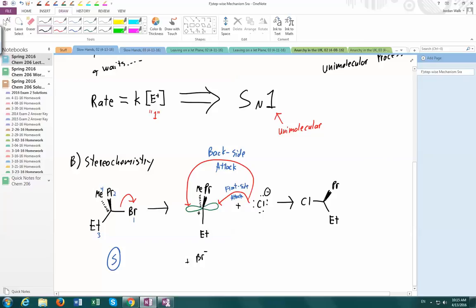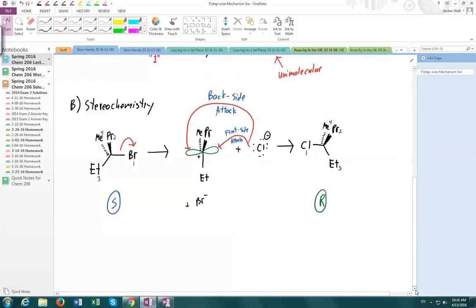Propyl is up, and methyl is back. And so if we prioritize, we have 1, 2, 4, 3. And so that's in our stereocenter. And so here's an example of how we can still obtain that inversion product, right?